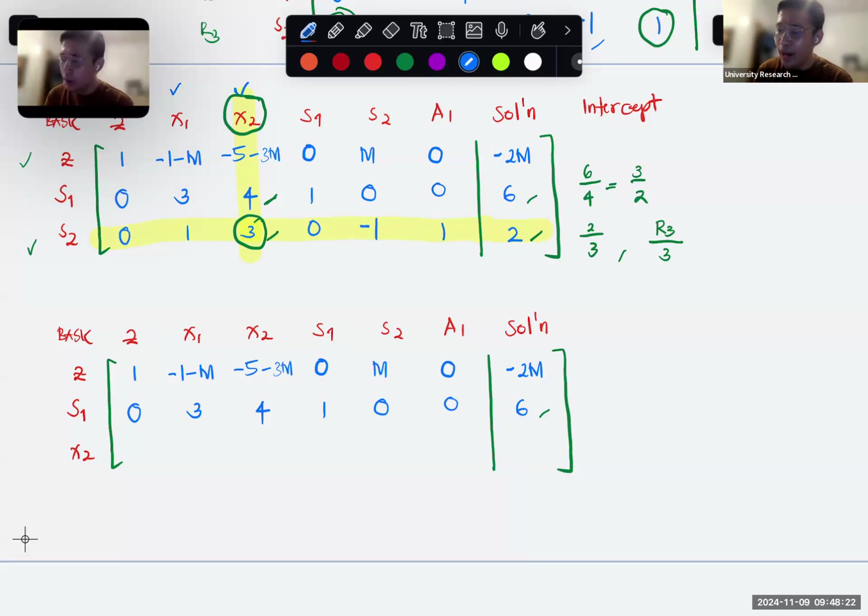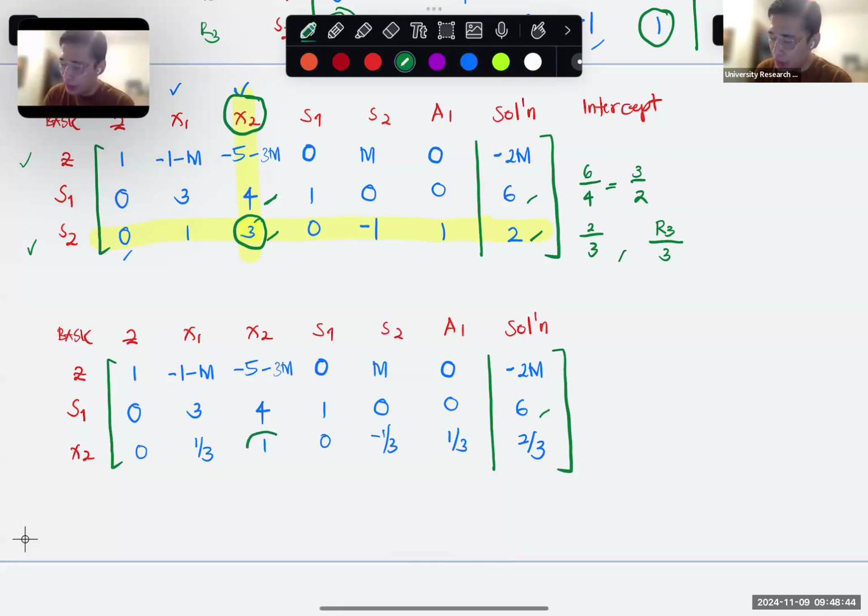So that is 0 divided by 3, so we'll start with this one. So 0 divided by 3 is 0. So 1 divided by 3 is 1/3. So 3 divided by 3 is 1. 0 over 3 is 0. Negative 1 over 3 is negative 1/3. Then 1 over 3, and we have 2/3.